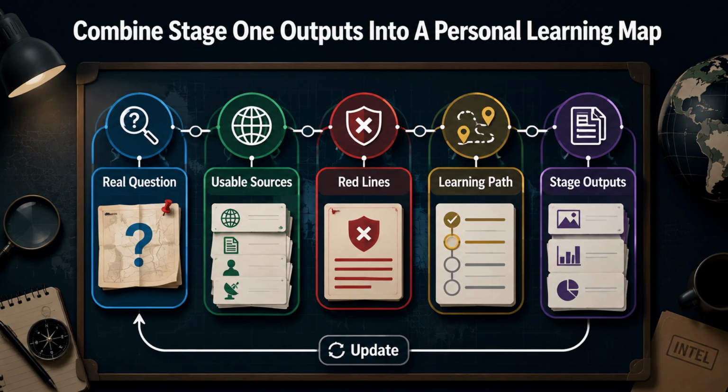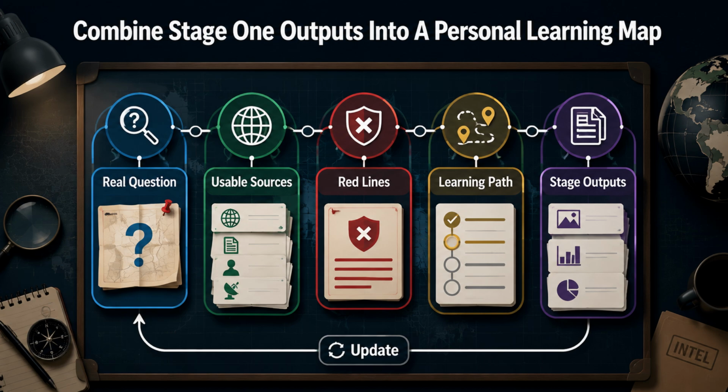The first stage ends with a personal learning map. This map should include your real question, usable sources, boundary red lines, learning path, and stage outputs. Your real question could be something practical: how do I verify a company before cooperation? Or, how do I judge whether a viral image is old? Or, how do I check whether a public claim has an original source?